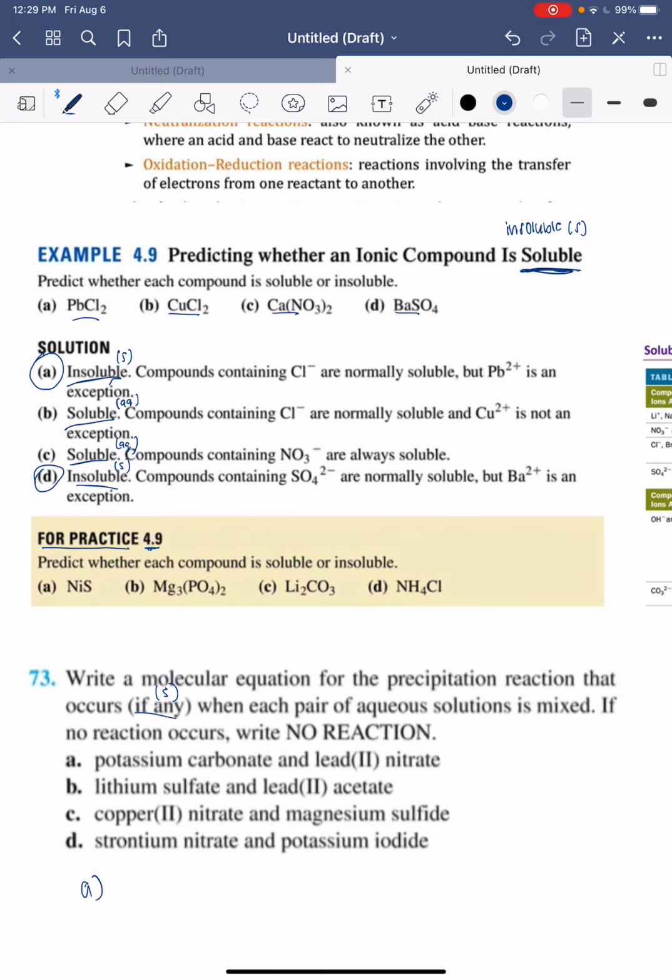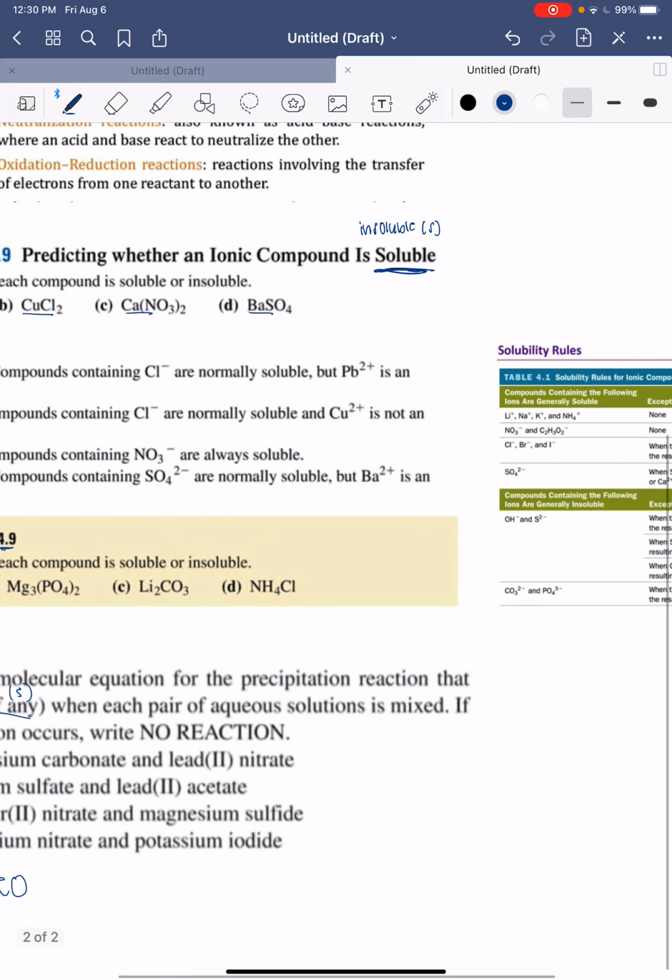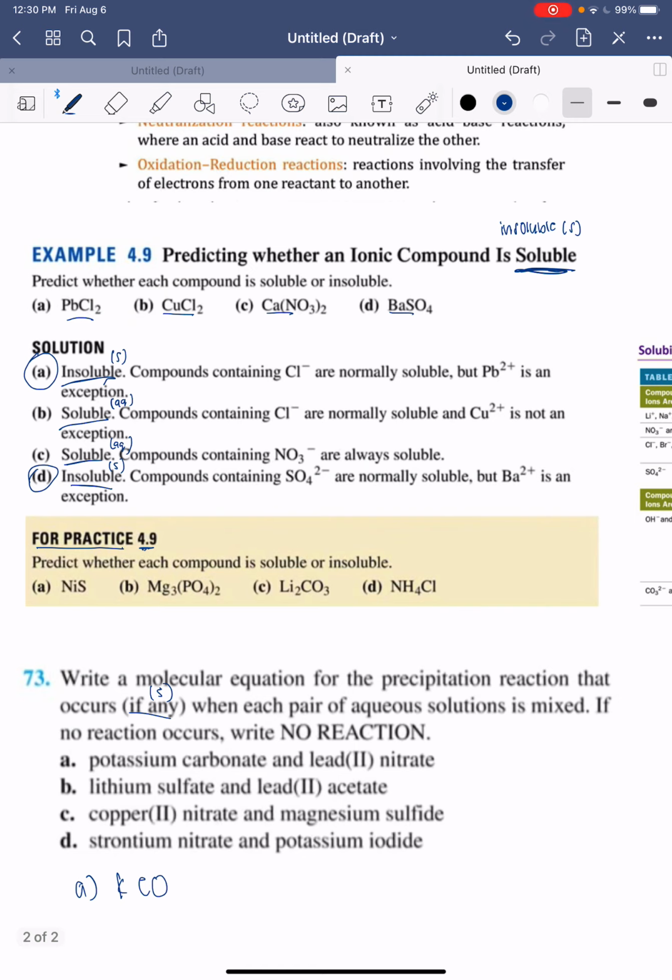So let's just start with A and B and see if you guys can do C and D on your own. We have potassium carbonate, which I believe carbonate is, oops, sorry, that's a little messy.